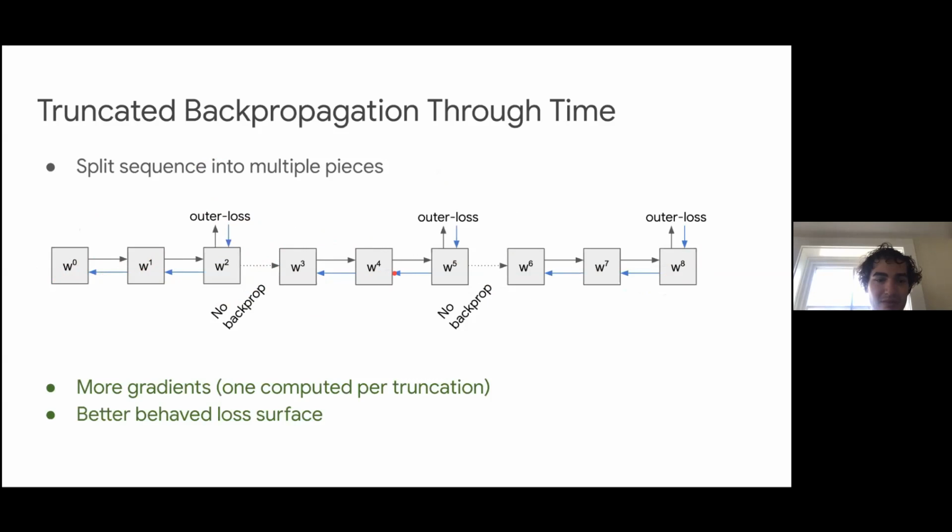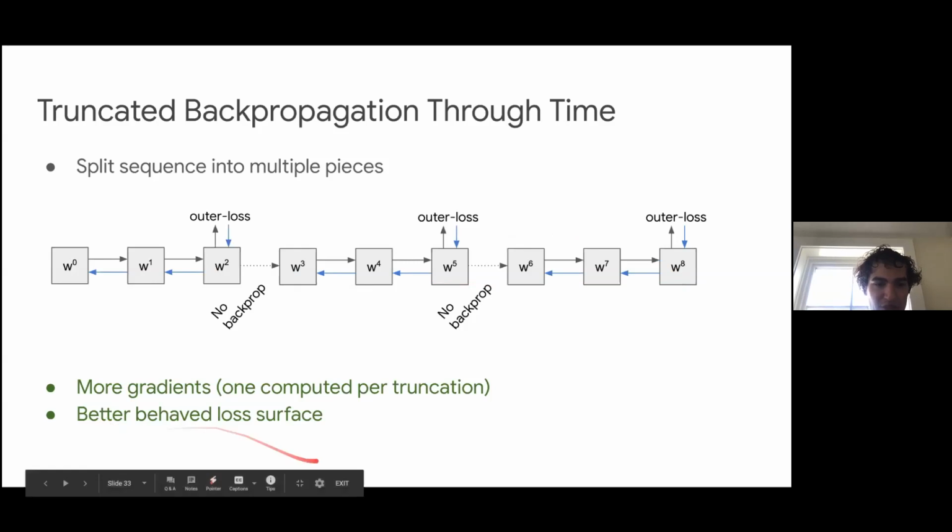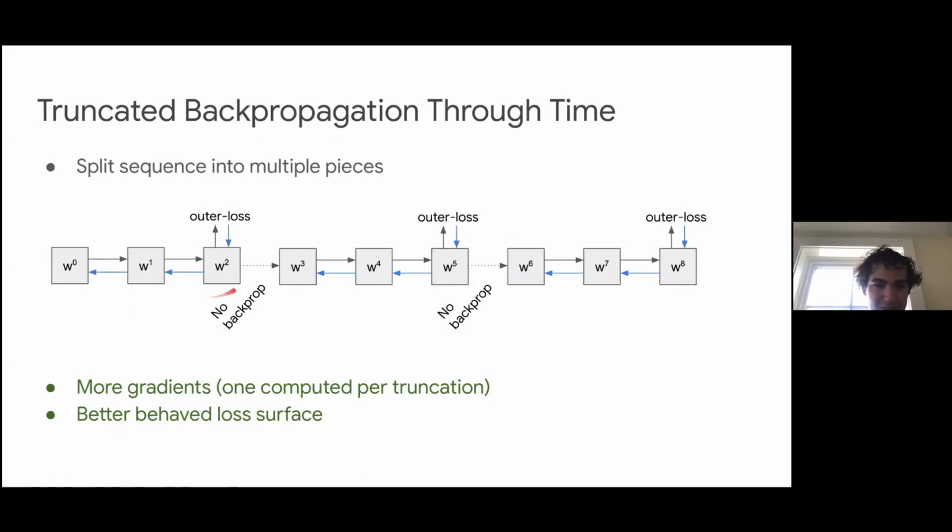What this gets you is many more gradients per full length of unroll. So now you're no longer only getting one gradient for this entire sequence, you're getting 3. But it also gets you a much better behaved loss surface because you have fewer compositions going on. You only have 3 compositions of the update function here versus the full 9.